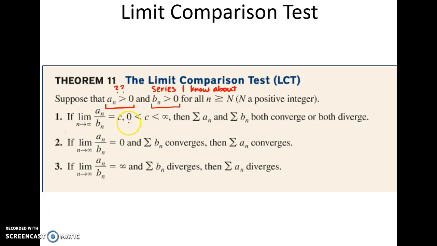And if you get a number between 0 and infinity, then whatever B sub n does, so does A sub n. Okay, so if B sub n converges, so does A sub n. If B sub n diverges, then so does A sub n. If you get 0, if the series that you know about converges, then so does the one that you're interested in. And if you get infinity, and the series you know something about diverges, then so does the one you're interested in. So that's a quick summary.